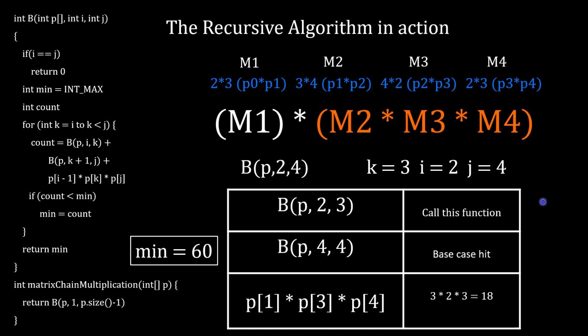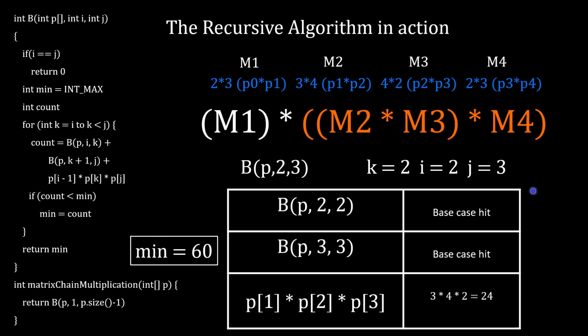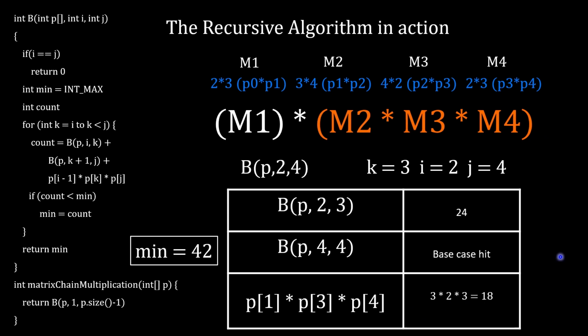So we're going to now do that. And you can see that we get to a scenario where we're going to hit the base case. The base case is going to be matrix 4 by itself this time, because we're multiplying matrix 2 by matrix 3 first. So we then need to call the function again just with M2 and M3. And when we do that, we're then going to see that the number of multiplications for this is going to be smaller. It's going to be 42.